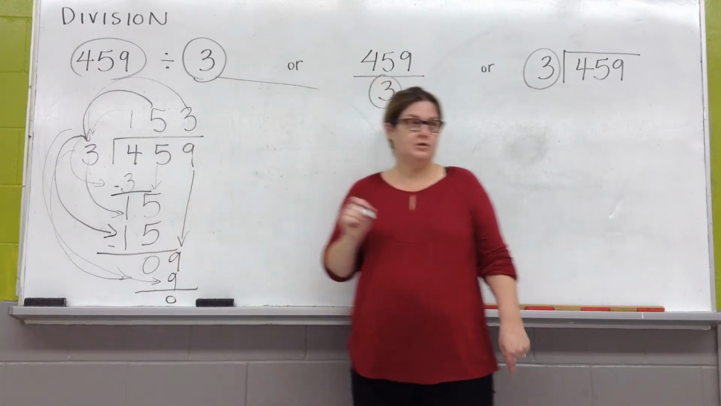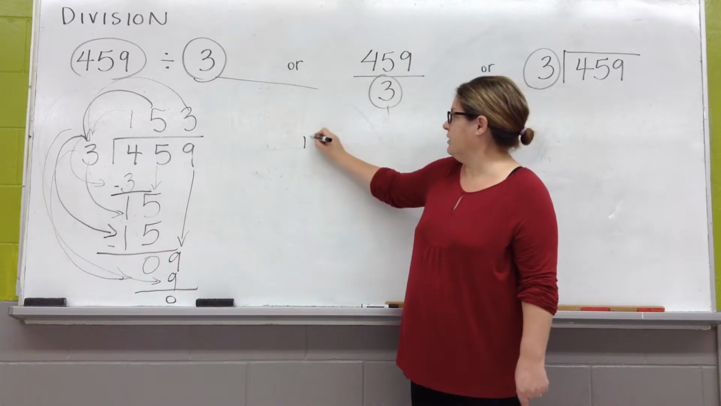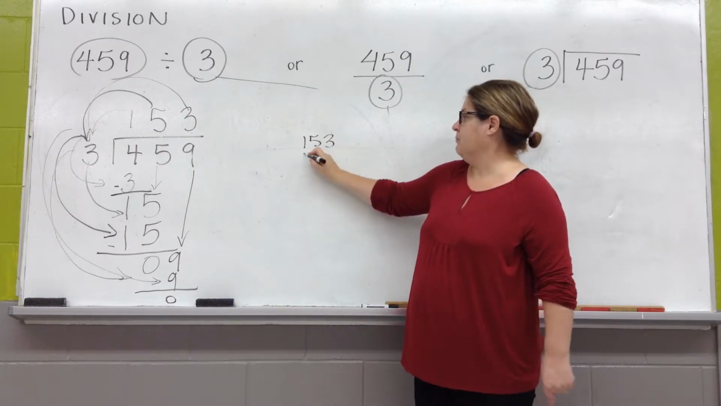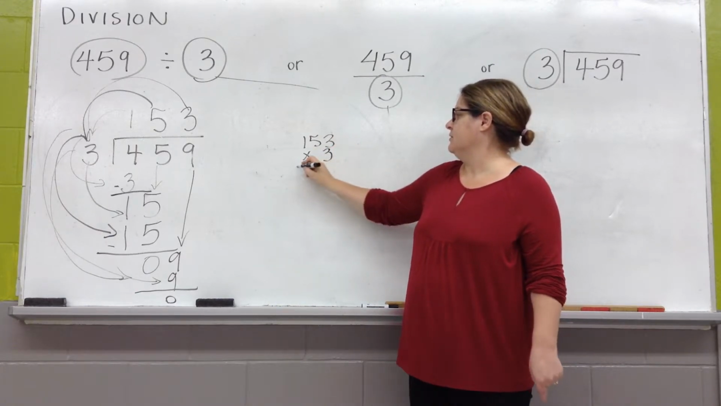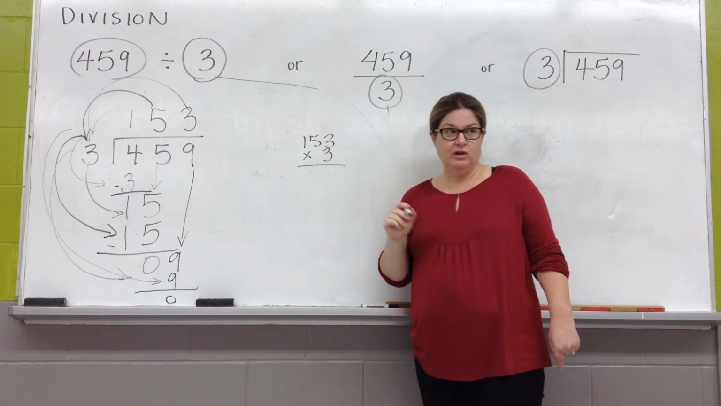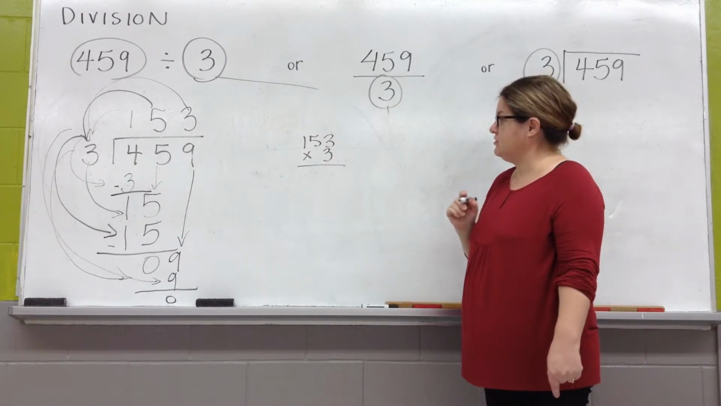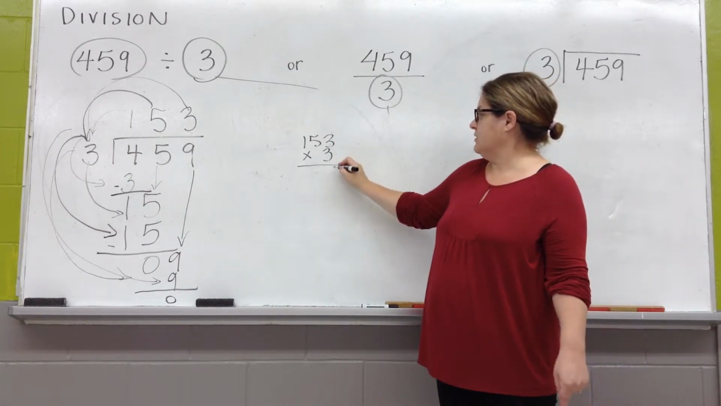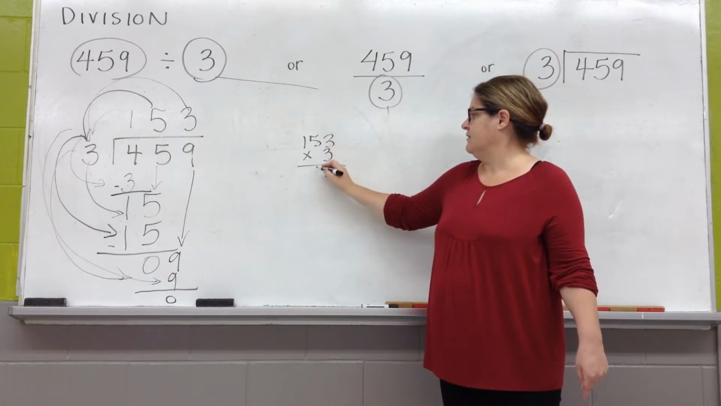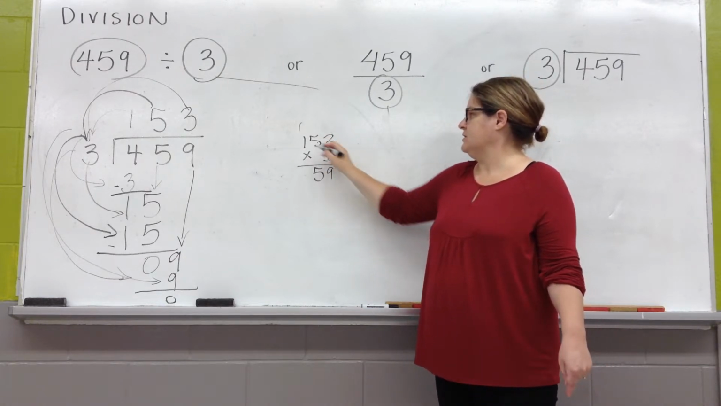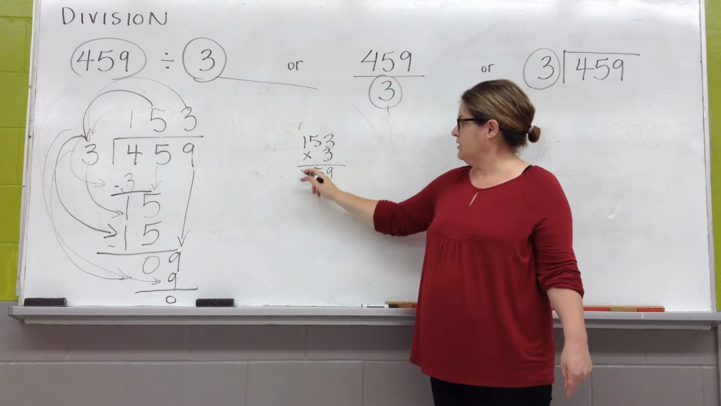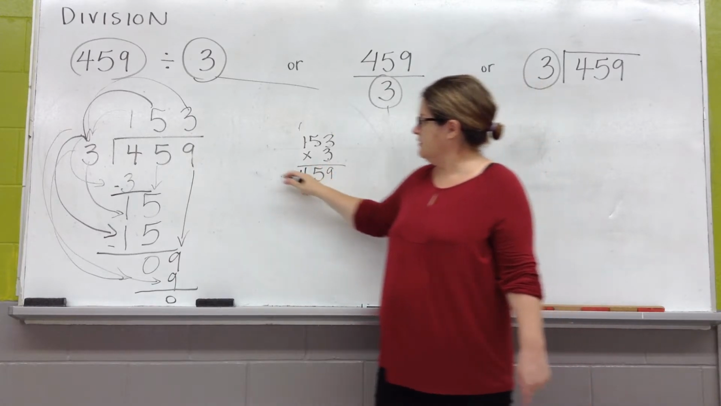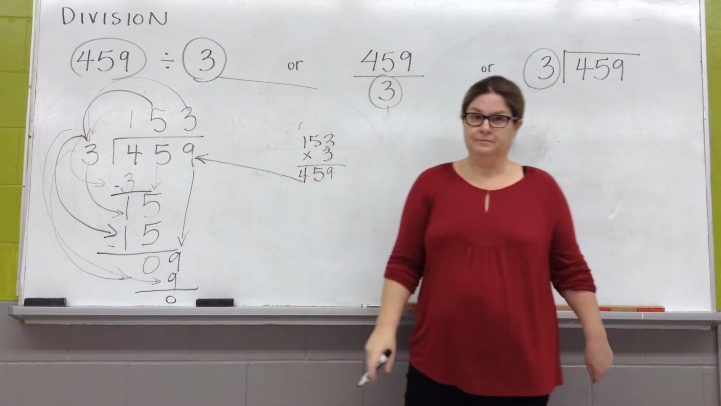And so if we wanted to, we could check this by taking 153 and multiplying, the opposite of division, by 3. And we should end up with what was under our division sign. 3 times 3 is 9. 3 times 5 is 15. 3 times 1 is 3. Add the 1, and we end up with, in fact, 459.